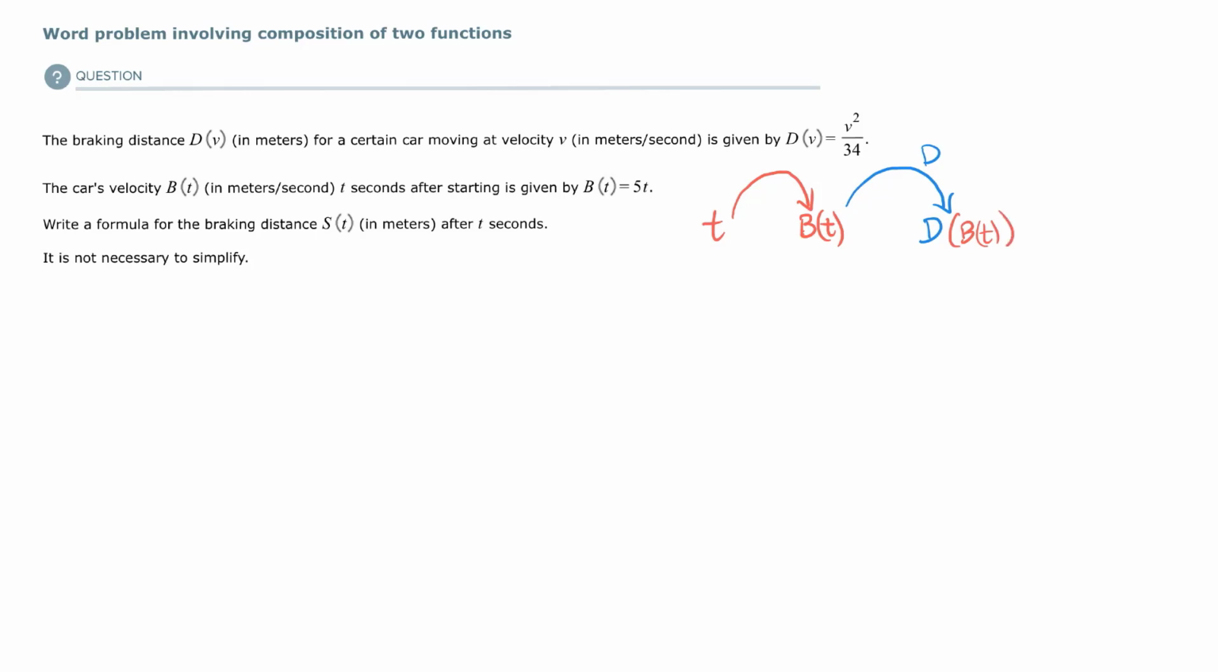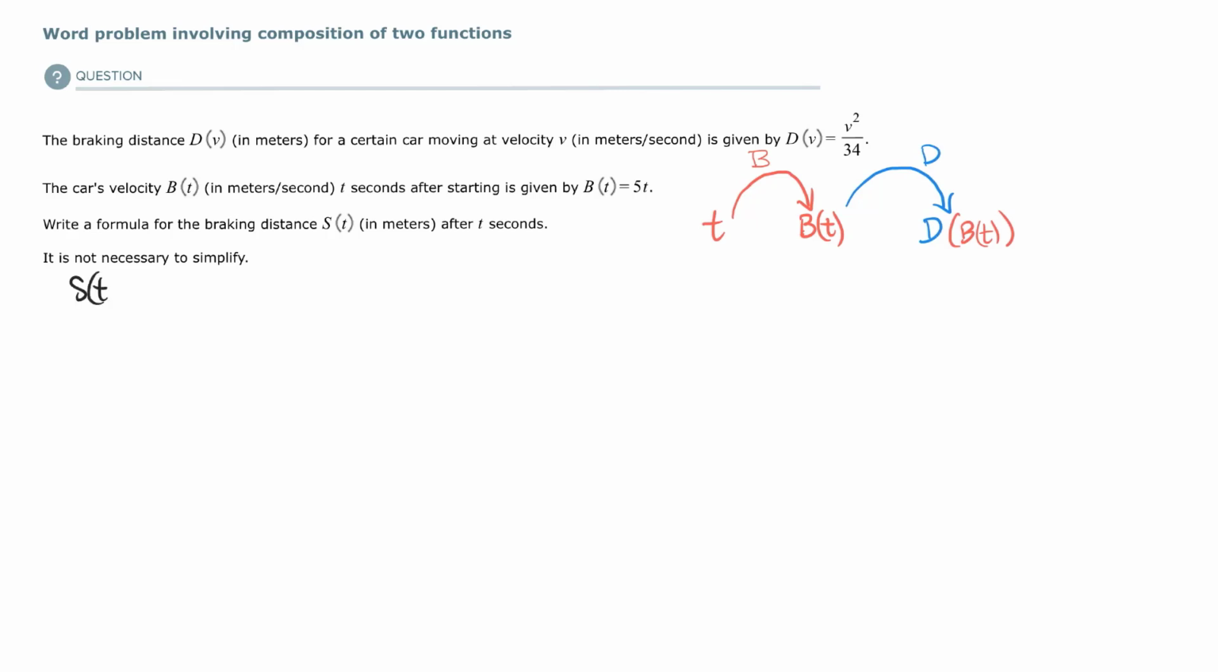So there's really a relay going on. You take your input t, apply b first, and then after that, that output becomes the input for d, so apply d second. All right, let's write this with mathematical symbols. We want to find s of t.